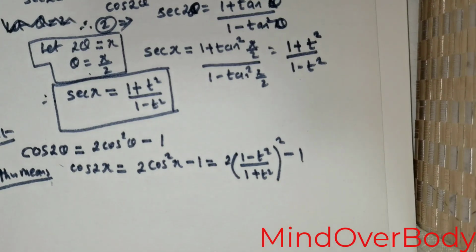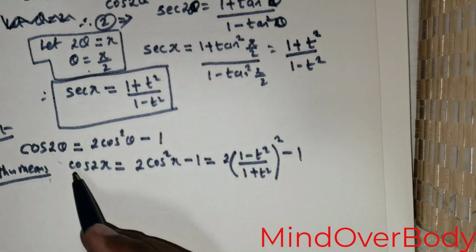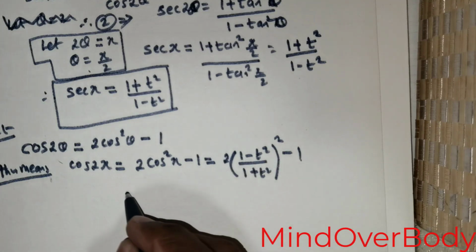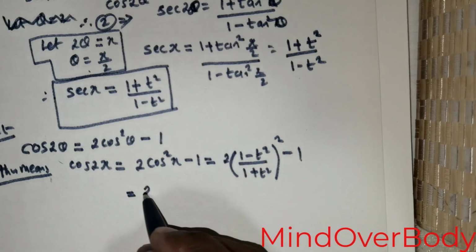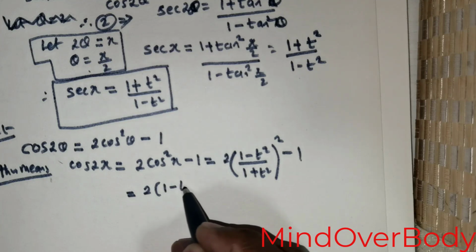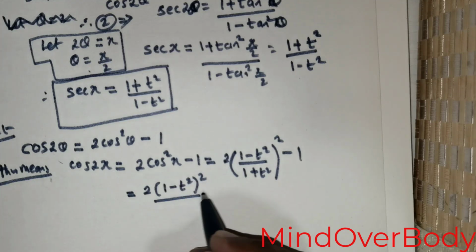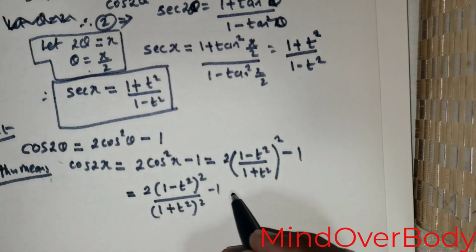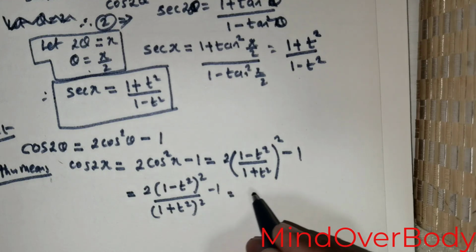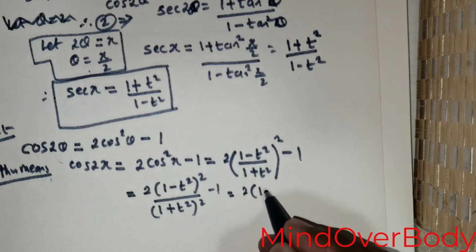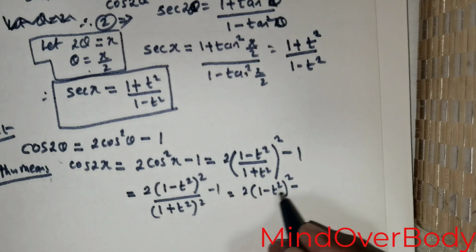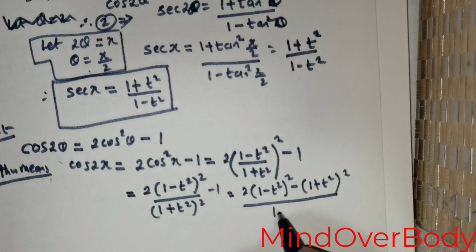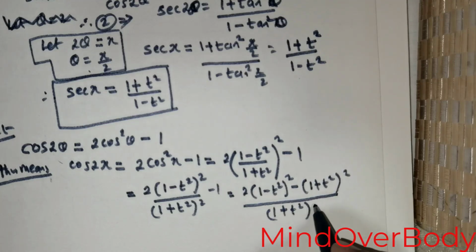This is the representation that we have got for cos 2x. Now you will understand why I am finding the value for cos 2x within a minute. Now what I'm going to do is simplify this. This is equal to 2 times (1 − t²)² divided by the denominator, which is (1 + t²)², minus 1. Now I'm going to take the LCM, so this is equal to [2(1 − t²)² − (1 + t²)²] divided by the denominator, which is (1 + t²)².